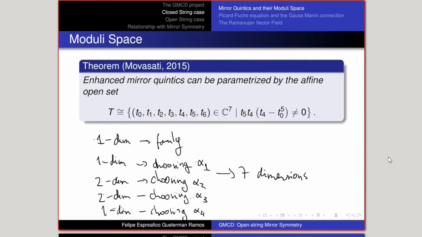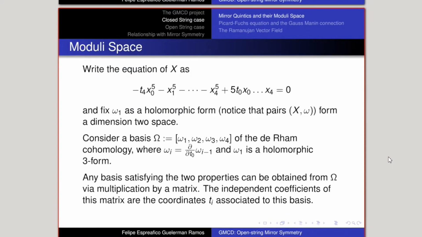In the next slide, I'll try to explain what exactly these coordinates are. What we do is write the equation in this form. We are taking psi to the minus 5 to be equal to T4 over T0 to the 5, which is sometimes also called Z. So we are considering this.